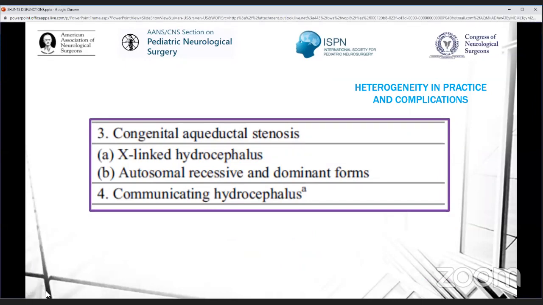And the final one, the congenital aqueductal stenosis, that may be associated with an X-linked hydrocephalus and autosomal recessive and dominant forms. And the last one, the communicating hydrocephalus and all its variations in these patients.